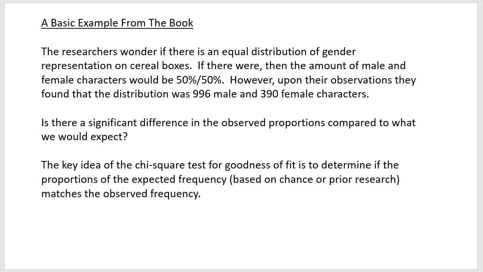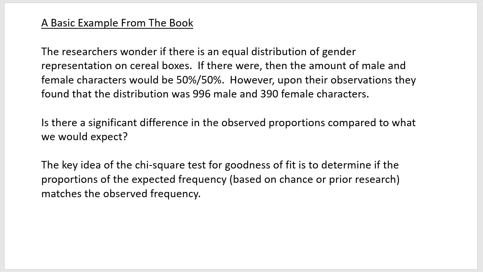If there were equal representation of gender, and by the way, they mean sex here, and barely that. They've reduced gender to male and female, but that's okay. That's the example that we're working with. If there were an equal amount of male and female characters, we'd expect it to be 50-50. That means that half the boxes would have female characters and half the boxes would have male characters, or at least there would be an equal mix. However, they observed that the distribution of all the characters on the cereal boxes that they looked at was 996 males and 390 females.